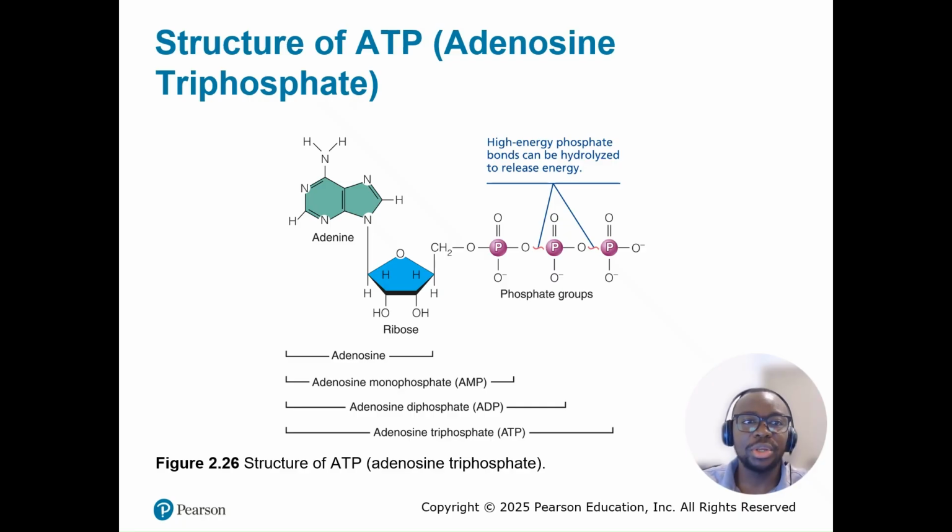The remaining molecule is now adenosine diphosphate, or ADP, which has 2 phosphate groups. When the terminal phosphate group is cleaved off ADP, more energy is released. The remaining molecule is now adenosine monophosphate, or AMP, with 1 phosphate group. Adenine bound to ribose collectively represents adenosine.